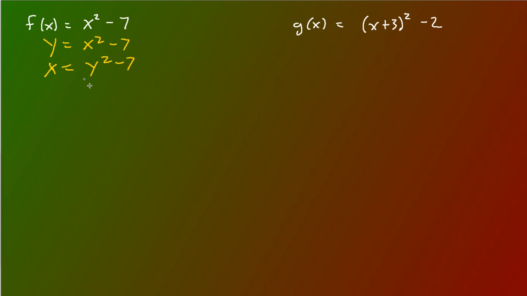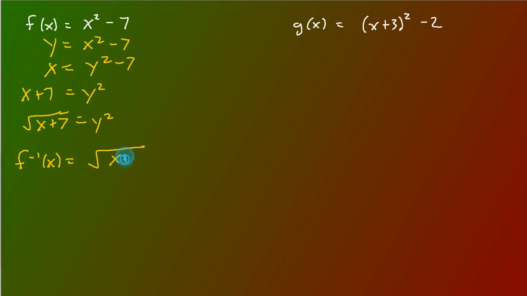Now I'm going to solve for y, so I'm going to add the 7. And then I square root to undo my square. So I get root x plus 7 equals y squared. So f inverse of x equals square root x plus 7.